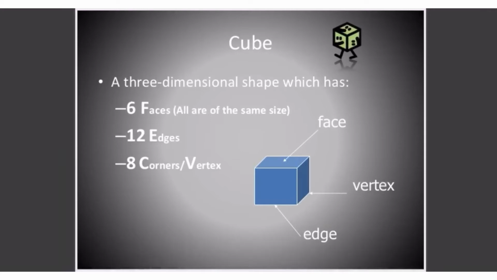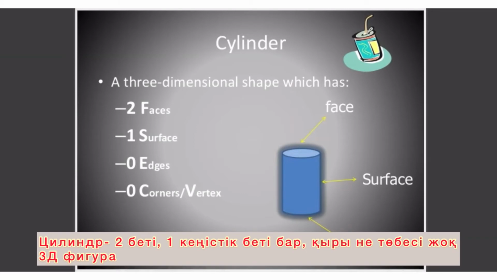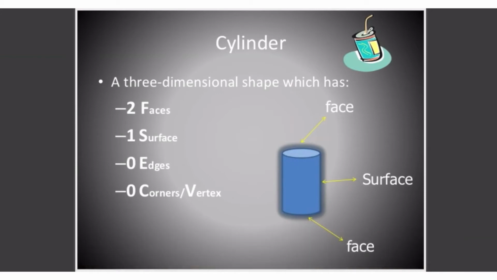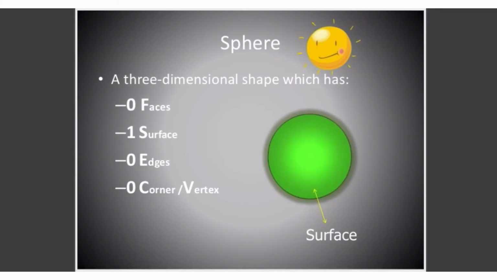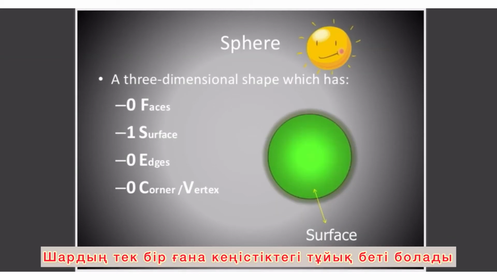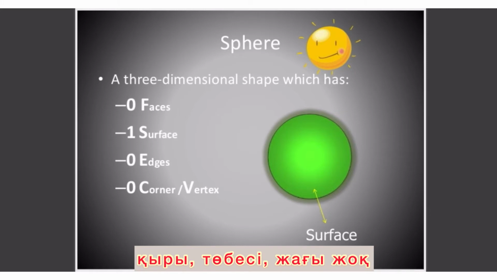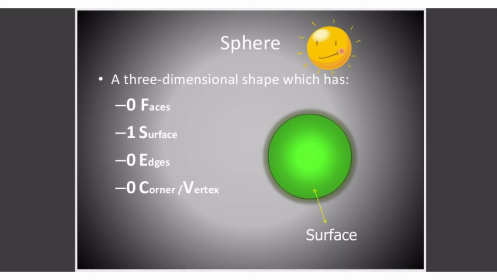corners or vertex. Next is cylinder, a 3-dimensional shape which has 2 faces, 1 surface, 0 edges, it has no edges, and 0 corners too, or 0 vertices. Next one is sphere, a 3-dimensional shape which has 0 faces, 1 surface, 0 edges, 0 corner, and 0 vertex. It has nothing but 1 surface.